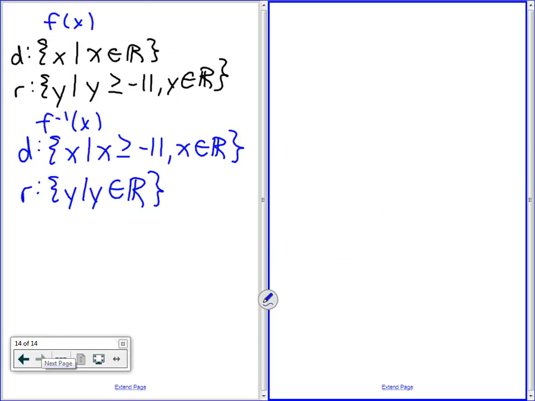So f of x was equal to, I think, 2x minus 1 squared minus 11. Is that right? That was f of x, I think. Can somebody just confirm that for me? Okay, so we're going to find the inverse of this.